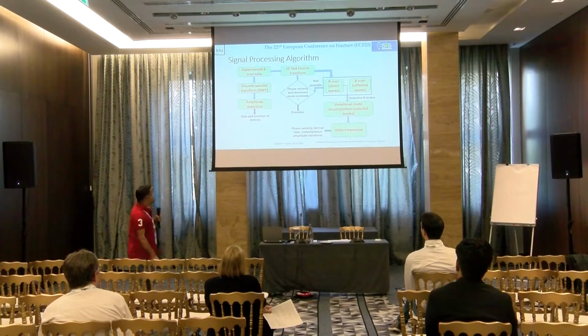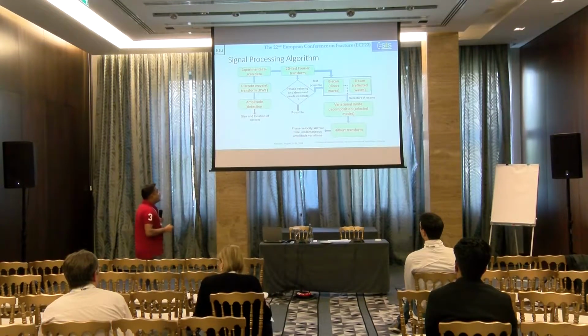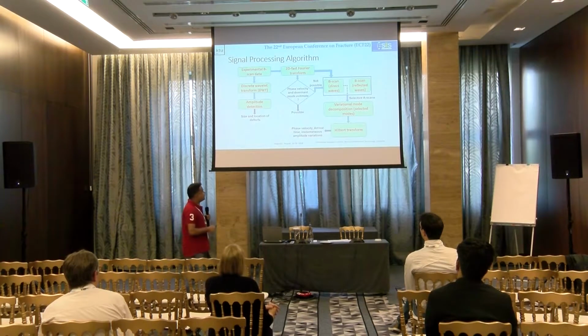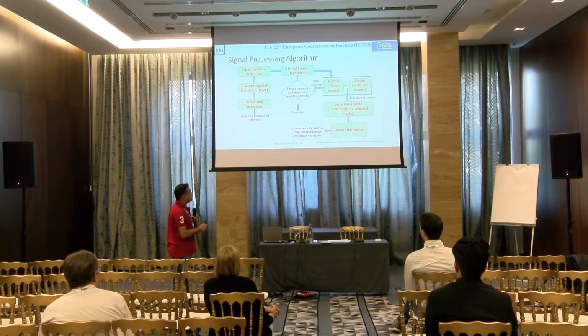So this is the algorithm. First, on the experimental B scan, we will apply the discrete wavelet transform and amplitude detection technique to locate and size the defect. The discrete wavelet transform we will discuss in a later slide. And then, to find the phase velocity, arrival time, and instantaneous amplitude variations of ultrasound waves in the defect-free region and defective region, we will apply the two-dimensional fast Fourier transform. Then we see if phase velocity and dominant mode estimation is possible or not.